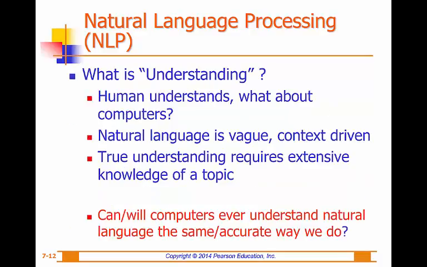So understanding: obviously humans can understand, but what about computers? Certainly natural language is not always clear, even when we're speaking to each other and trying to understand. A lot of it is context driven. What are the surroundings, what was the last thing you said, what's the next thing you said, how does this fit in the middle of that? To have true understanding, via human or a computer, it does require extensive knowledge of a topic to really get to where the understanding happens.